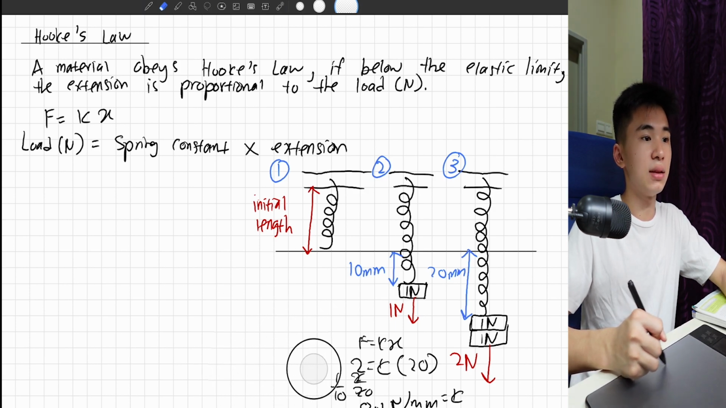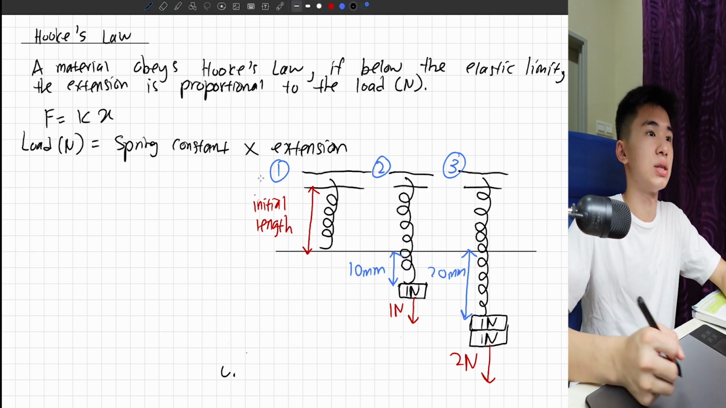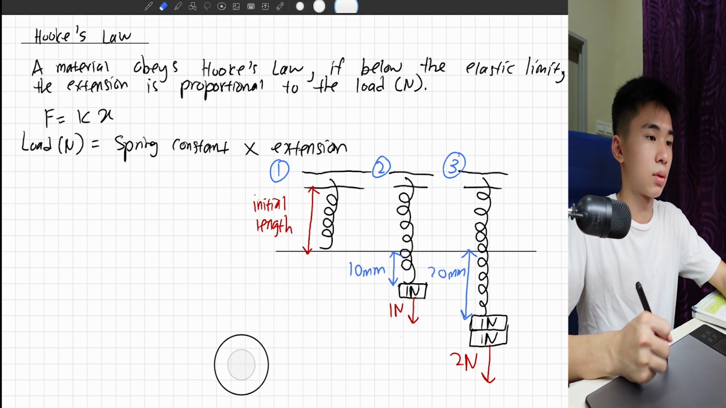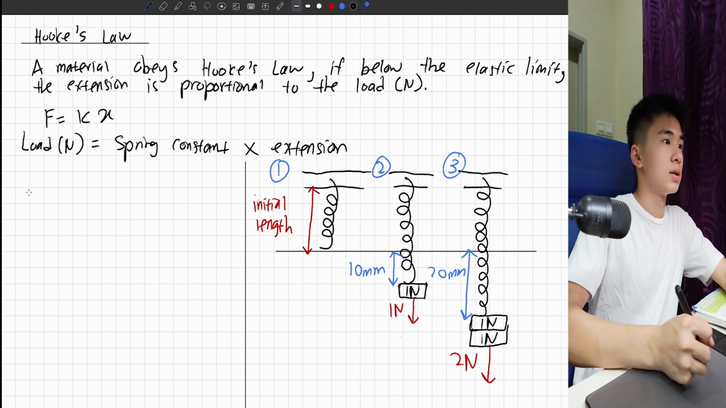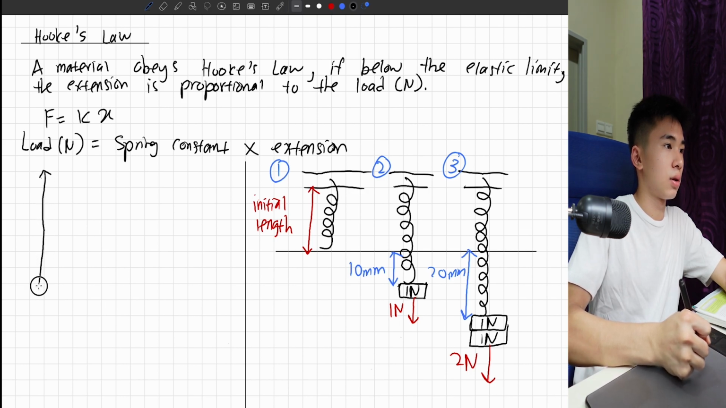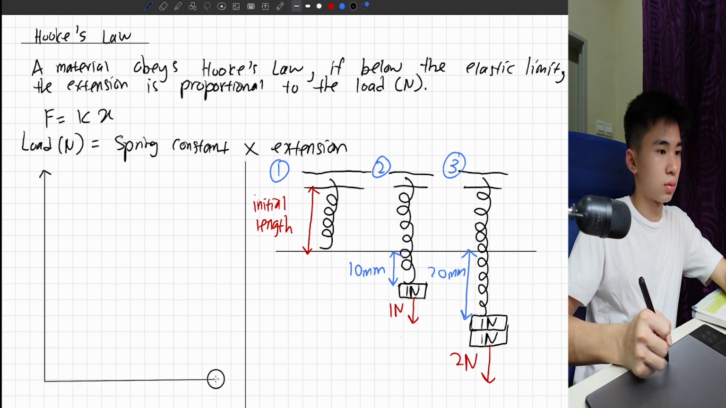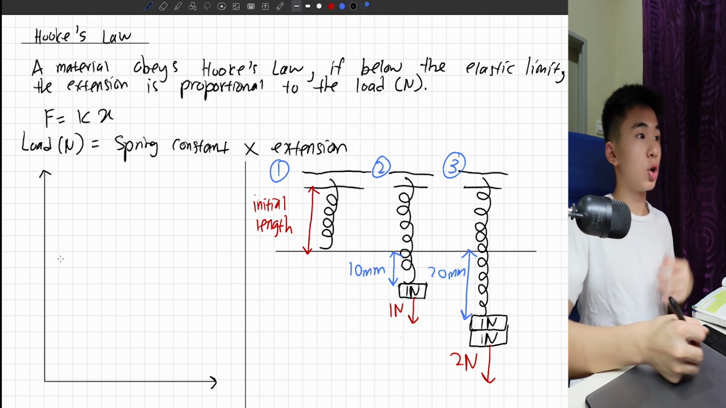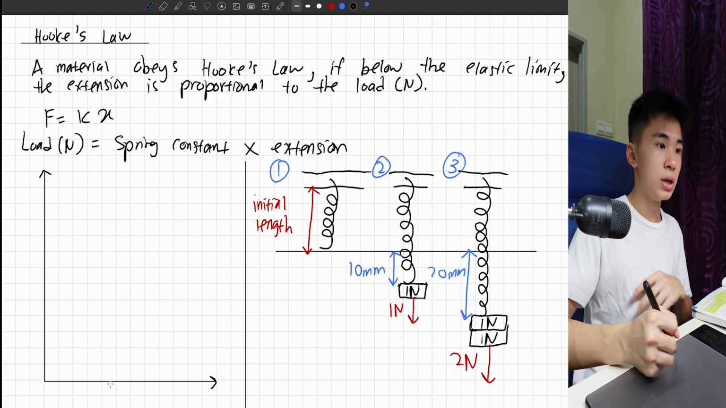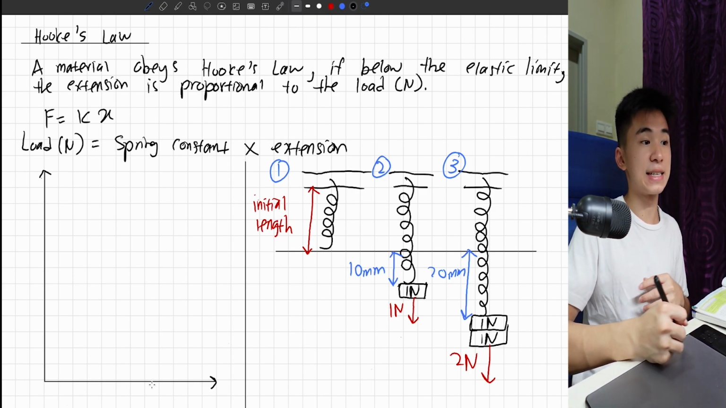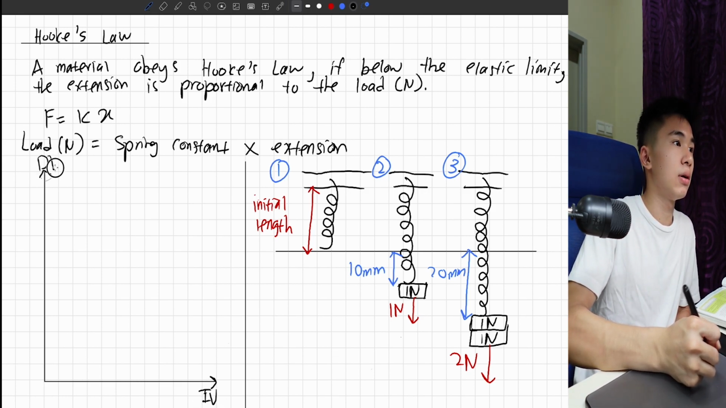So let me just erase this. We can plot this into a graph. That is why I use this template today. So let me just draw a graph. Let's plot this into a graph. I just want to talk a little bit about a graph. In a graph, we have an independent and a dependent variable. So right here, we will call it the x-axis, which is the IV, independent variable. And right here is the DV, dependent variable.